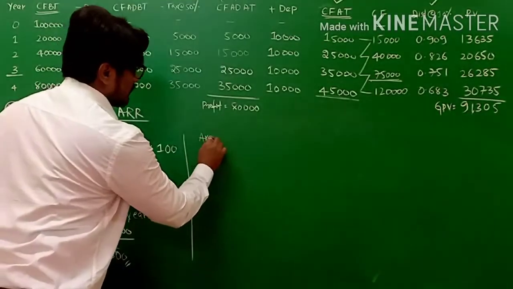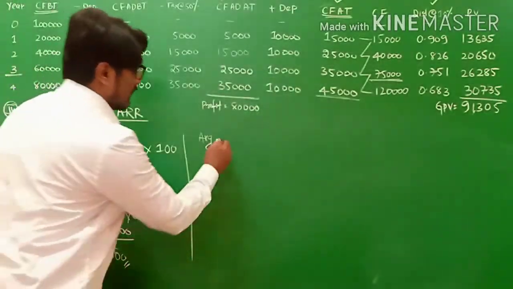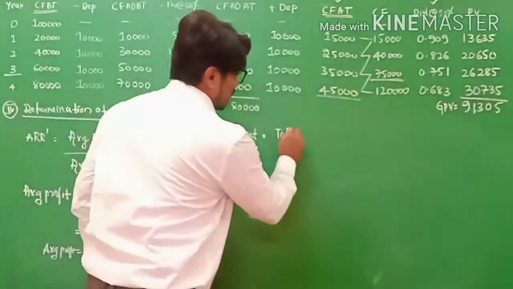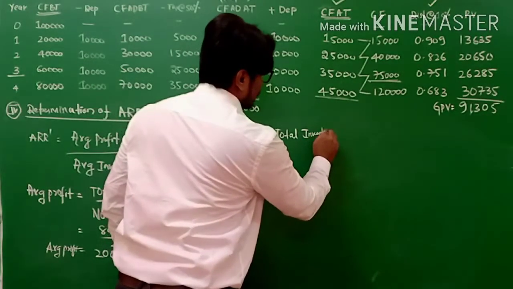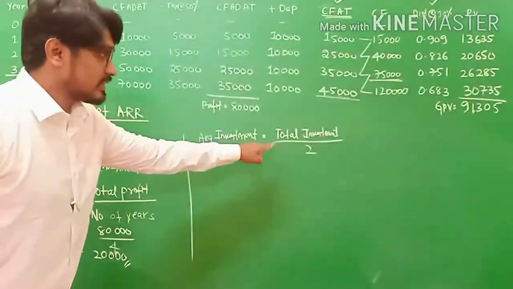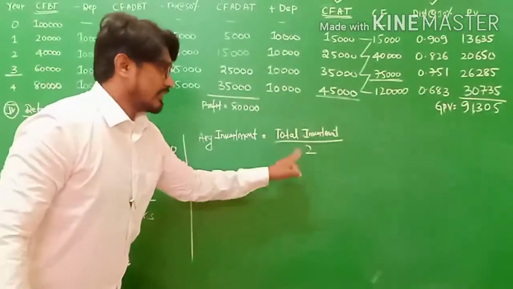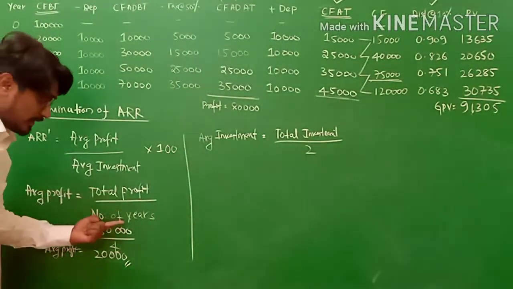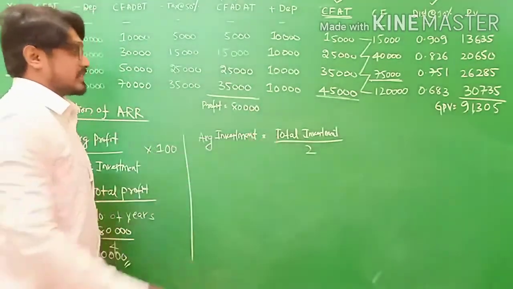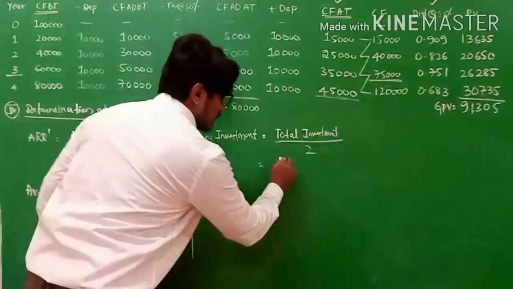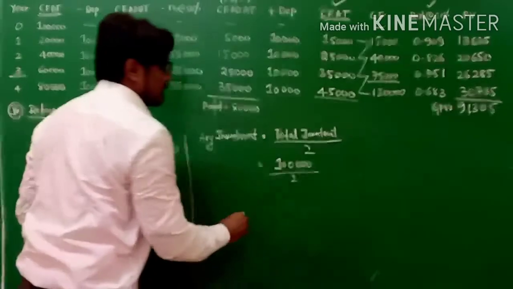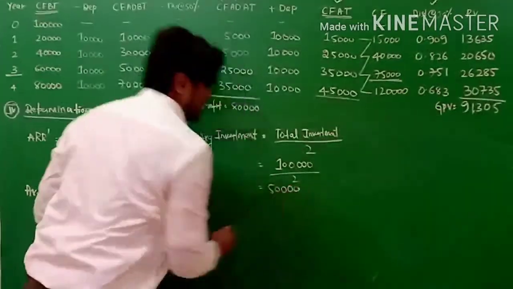So how to find out average investment? There is a standard formula: average investment equals total investment divided by 2. Don't take the number of years. This is the standard formula. In case of average profit, it is total profit divided by number of years; please don't take number of years here, it is absolutely incorrect, my friends. According to expertise, the formula is total investment divided by 2. What is our total investment? It is 1 lakh rupees. So 1 lakh divided by 2, half of 1 lakh, is 50,000, my friends.